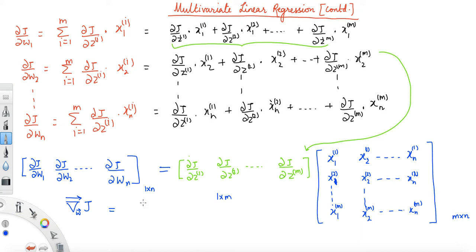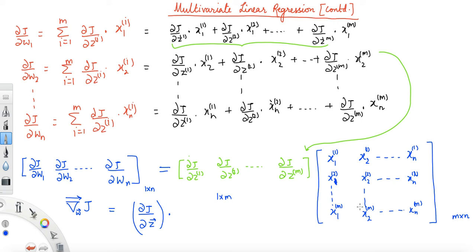So this row vector is basically the gradient of J with respect to z1, right? Or maybe we can express it this way: del J over del z vector. This is the notation I'm using here. Times, what is this quantity? This is a matrix, right?